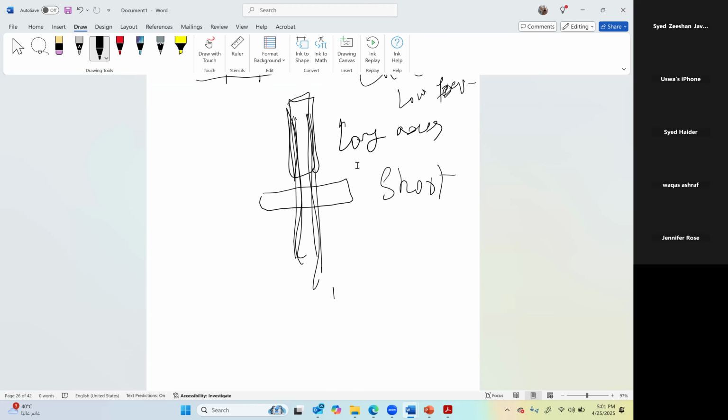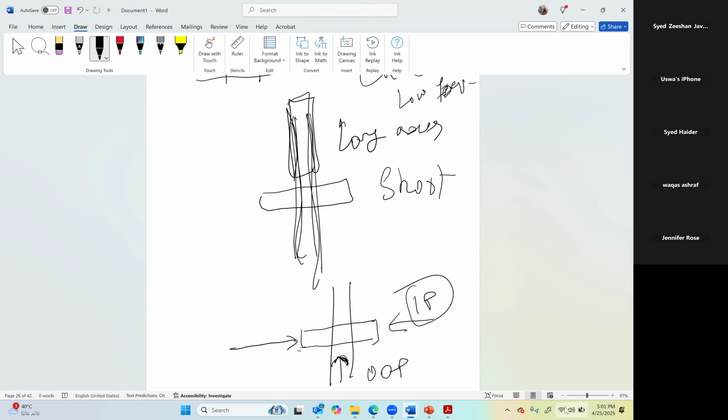Now, the other thing: the nerve is going in this direction, you place the probe in this direction, and now you are passing the needle from here. This is called out of plane. And if you are bringing the needle from this direction or this direction, this is called in plane.